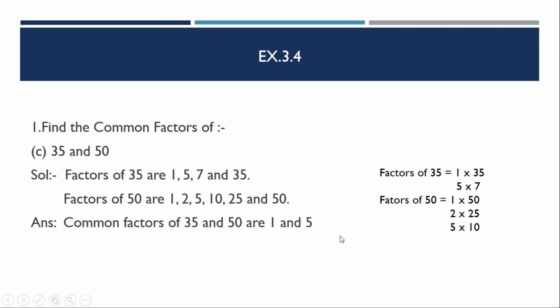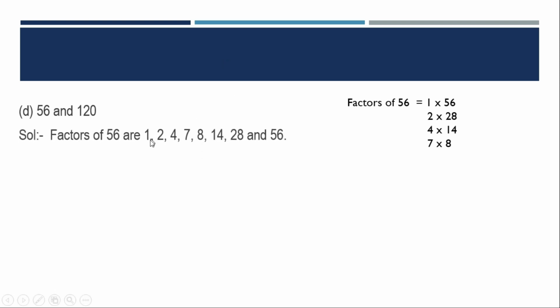Next, 56 and 120. Let us find the factors of 56 and the factors of 120 first. Factors of 56: 1 into 56. Then 2 28s are 56, 4 14s are 56, 7 8s are 56. Now factors of 56 are 1, 2, 4, 7, 8, 14, 28 and 56.